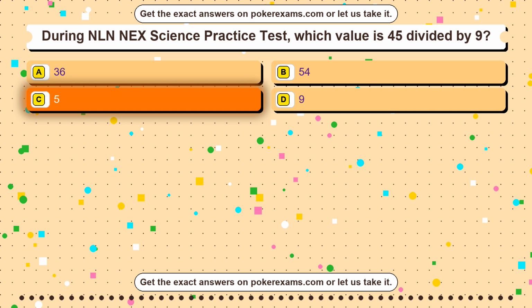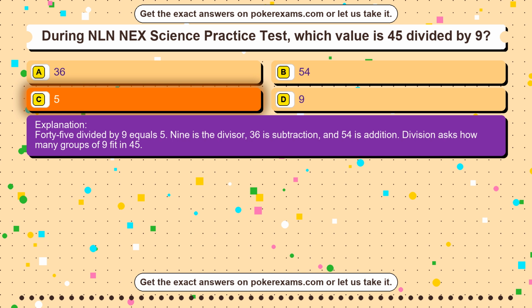A compound is made of two or more elements chemically bonded. Opinion, variable, and government are not chemical substance types. Bonding is the science clue.